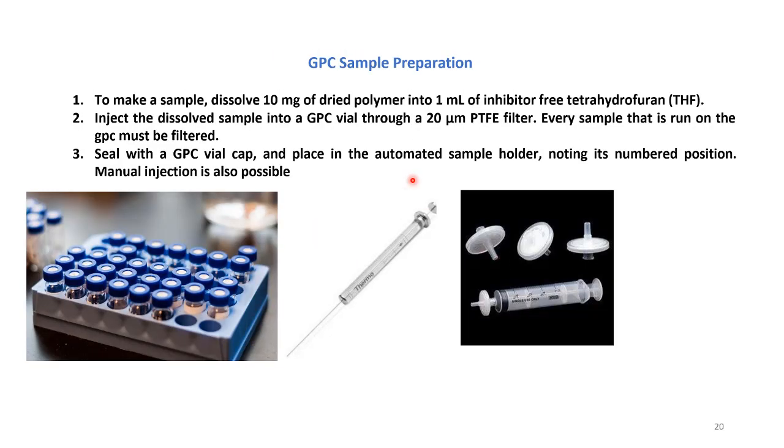So the sample preparation. Here we have a polymer, suppose 10 mg of dried polymer, which is dissolved in 1 ml of THF. Why are we using THF? It depends upon our material also, but mostly polymers are soluble in THF, so we use it. But depending upon our choice of material, we can select the solvent. This dissolved polymer is then kept in the GPC vial, which has a 20 micrometer PTFE filter. Every sample has to be filtered before the run, so that's why we use these filters. Then it is sealed with a GPC vial cap and placed in the automated sample holder, and it can also be manually operated. Then the samples are injected from these vials into the column.